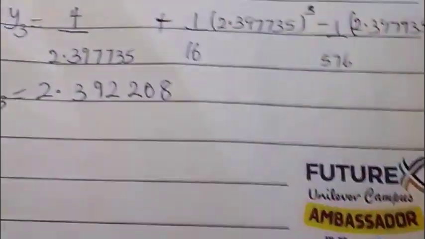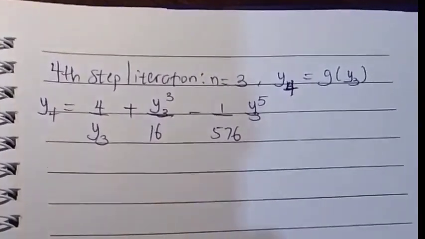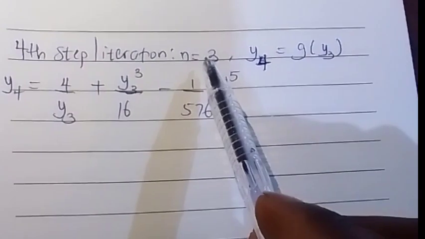Our y3 is 2.392208. So this right here is our third iteration. Almost done. We were asked to complete 5 steps, and we are currently in the 4th step. So the first step is when n is equal to 3. So you can see that we're going to be stopping at the 5th step, which is going to be when n is equal to 4.